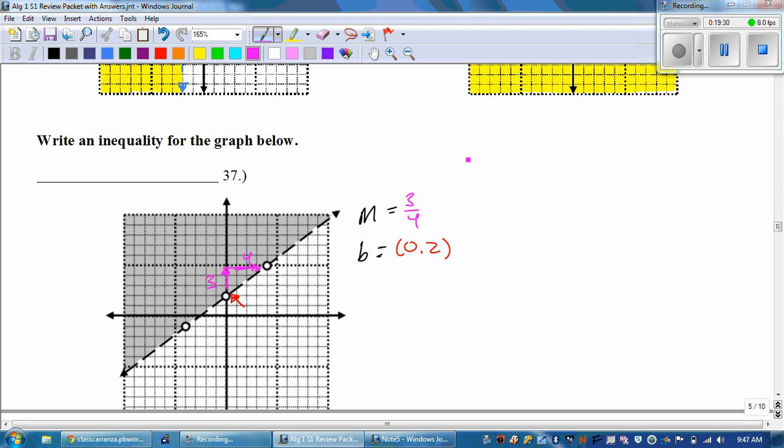Now I need to figure, since it's an inequality because we're shading, I need to know a couple things. Is it open or closed? Yeah, it's open. And did we shade above or below? Above. So when I'm writing this, open and above is the greater than symbol. y is greater than 3/4 x plus 2. And that's it.